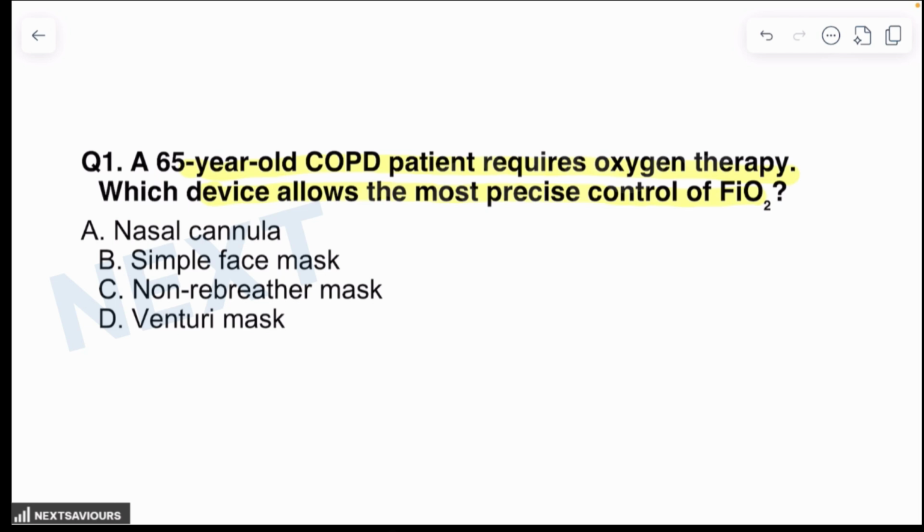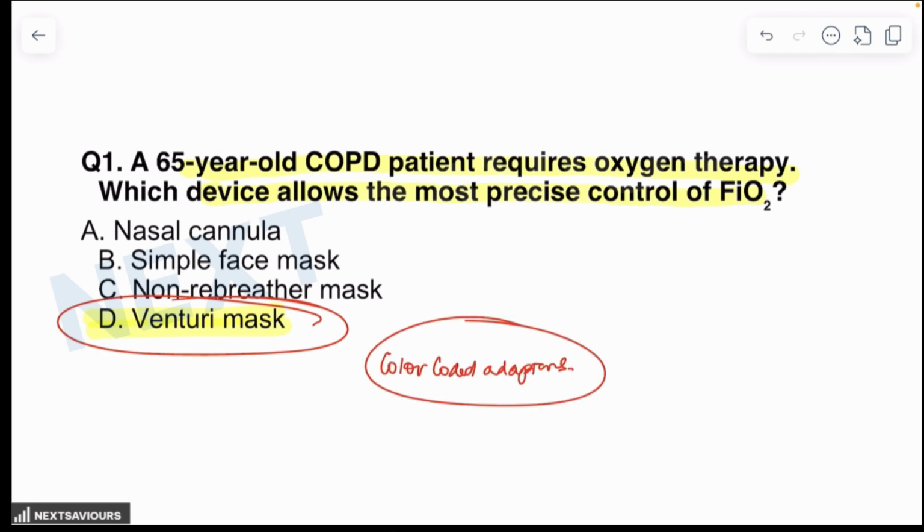Among the options provided, as we have already talked about, the most precise control of the FiO2 is provided by the Venturi mask because it delivers a fixed, precise fraction of oxygen, like 24 to 60%, using color coded adapters. That is why it is considered ideal for COPD patients who are having hypoxia.